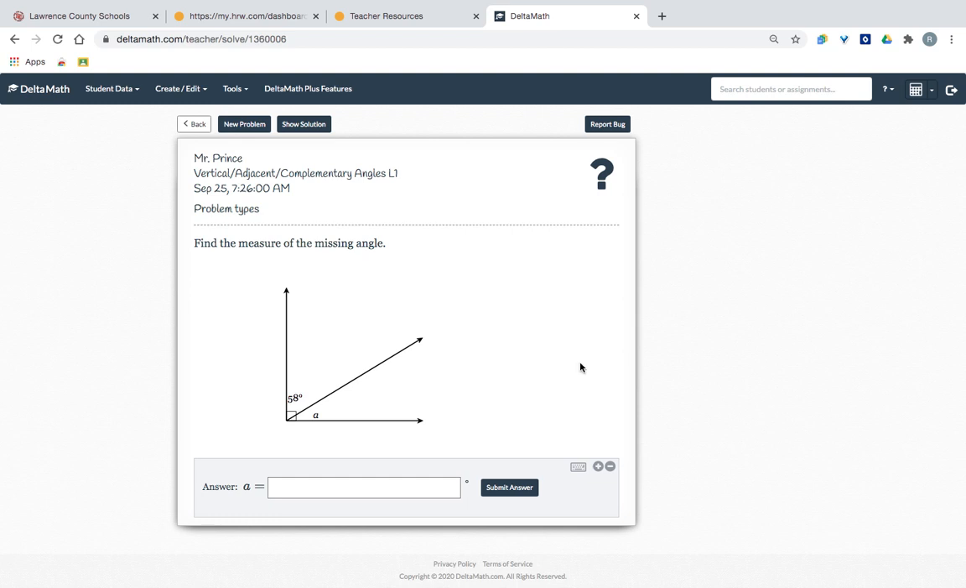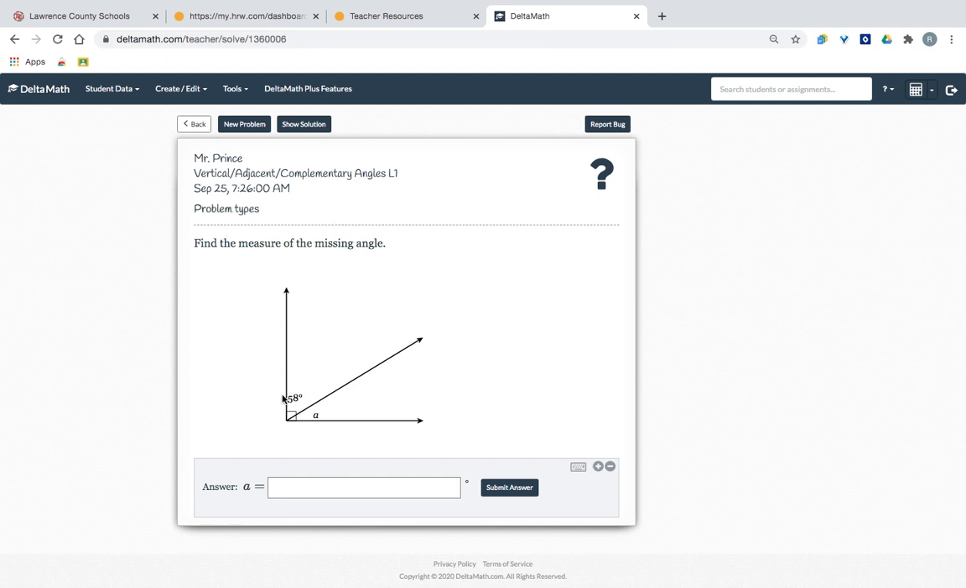Part of your work today on Delta Math. We're going to be talking about vertical angles, adjacent angles, and complementary angles. We'll just go through a couple of different examples and let you figure out how to do these. They're not that bad. This has been an example of what we call complementary angles.